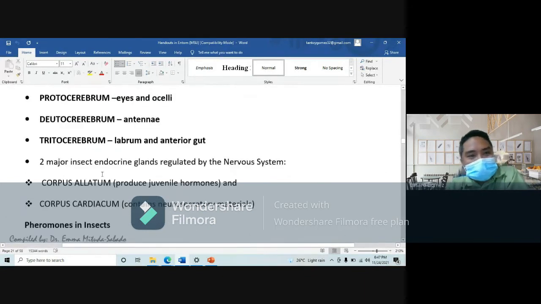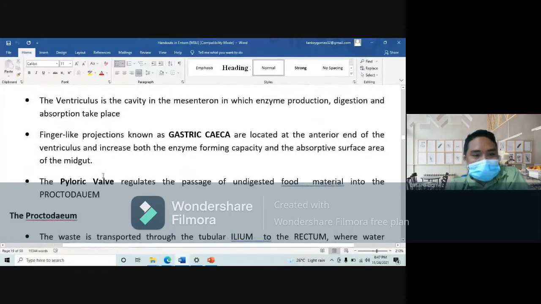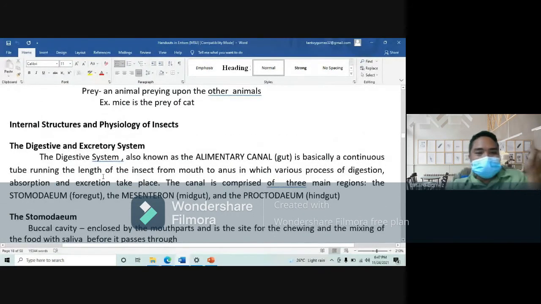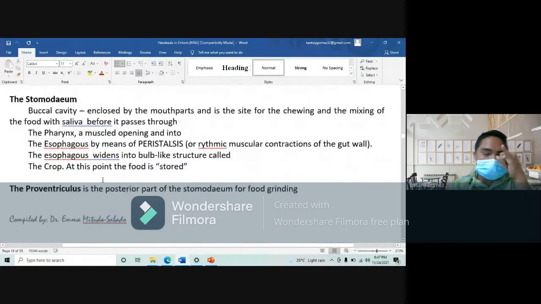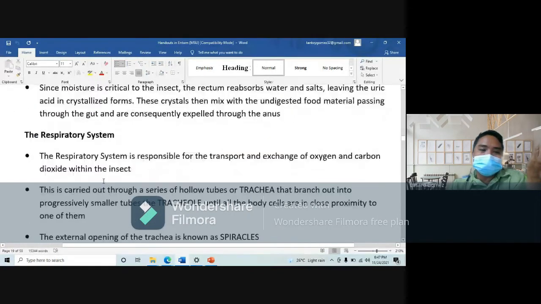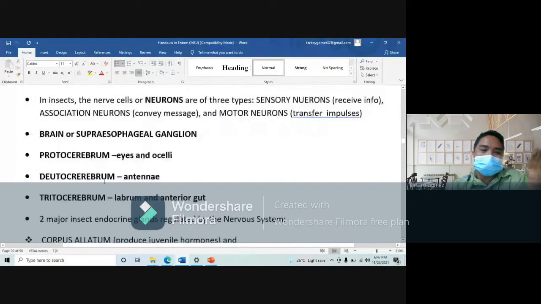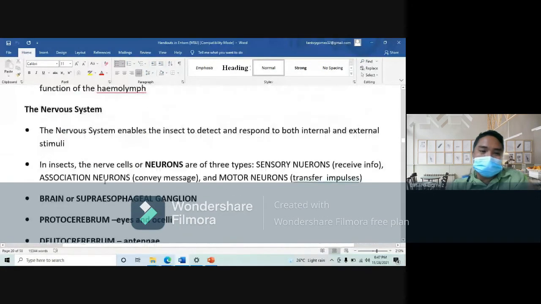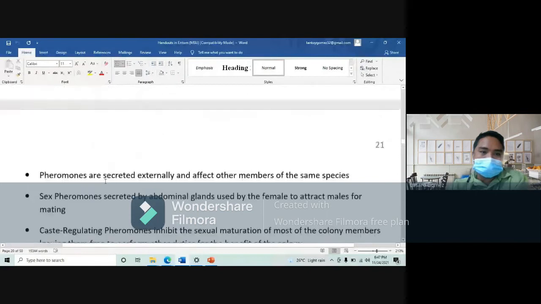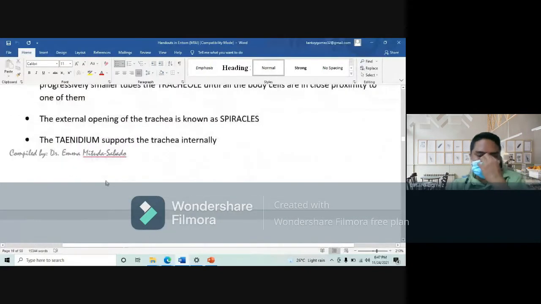Okay, so for the insects' internal systems, we have the digestive and excretory system. Okay, digestive system, excretory system. We also have the respiratory system, circulatory system, and the nervous system. Okay, the nervous system.